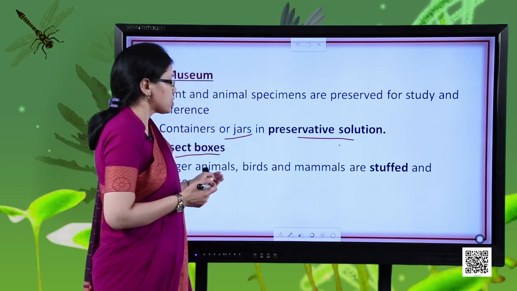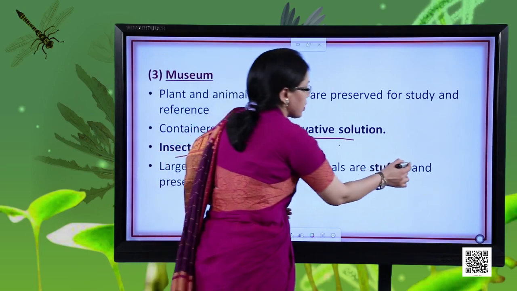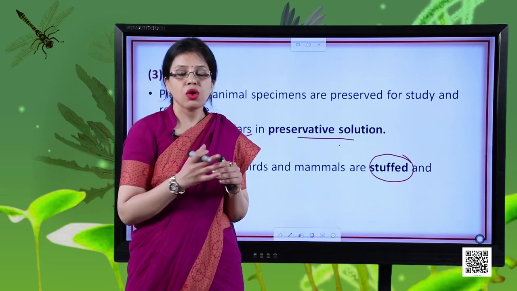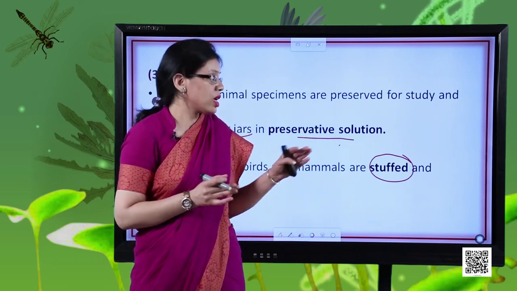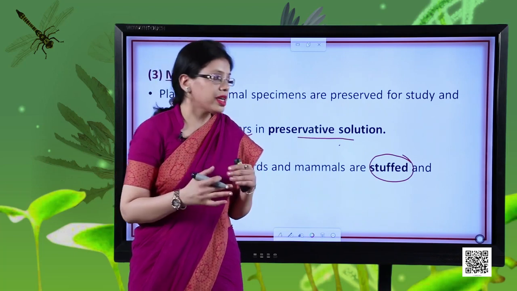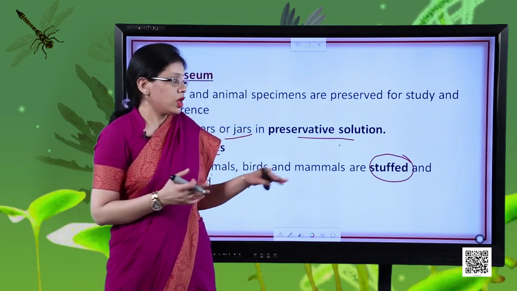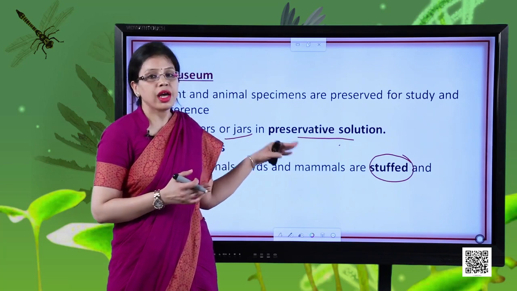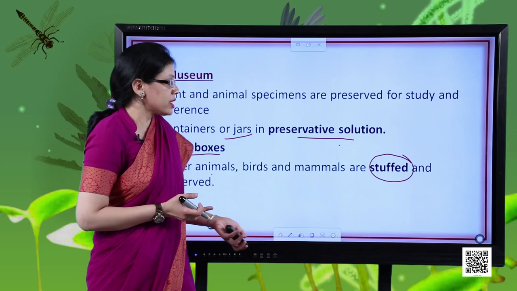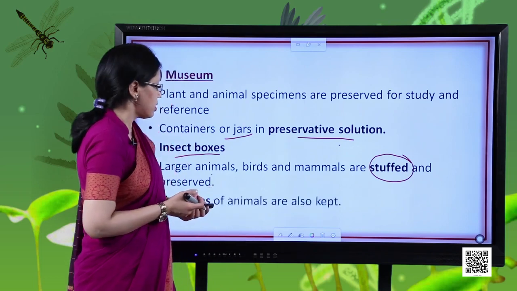Okay. Then we have the third method, which was used earlier, but nowadays we are not using it much, and that method is that larger animals, birds and animals, can be stuffed. Stuffing means that we are trying to preserve the skin of the animal, all the internal parts are being removed, and we are stuffing the skin with some material so that it retains its lifelike state. So this method was used earlier, for display as well as educational purposes, but nowadays we are not using this method much.